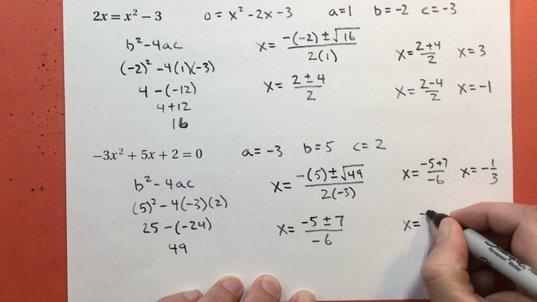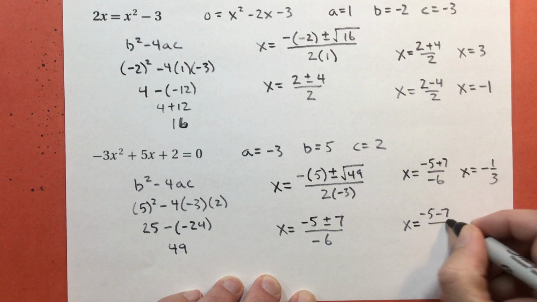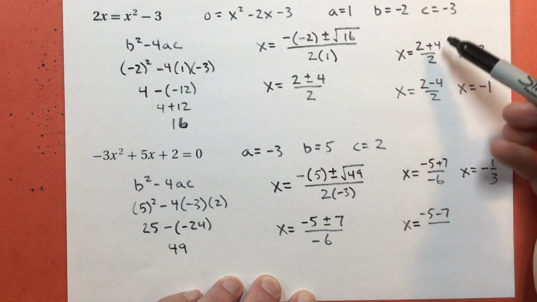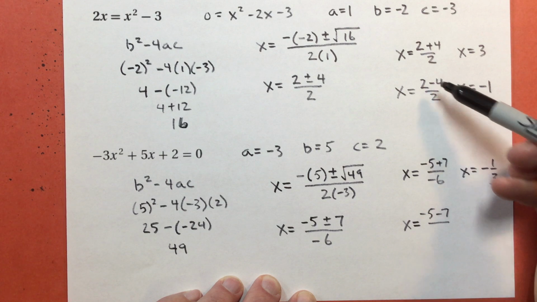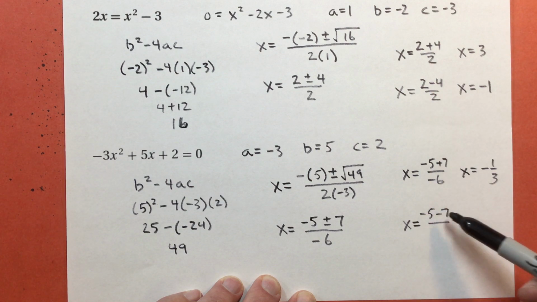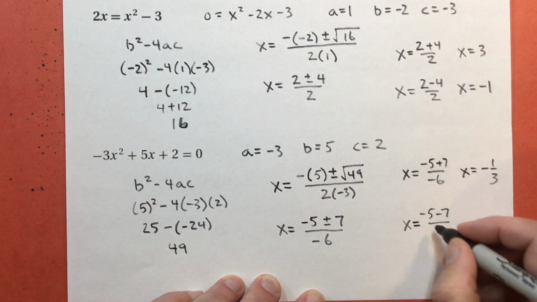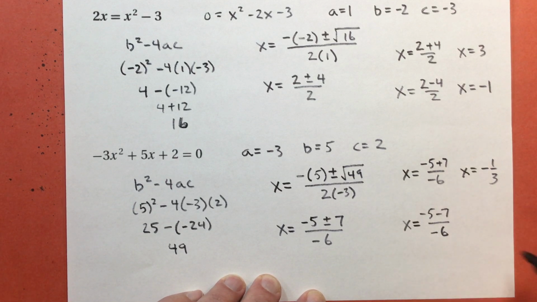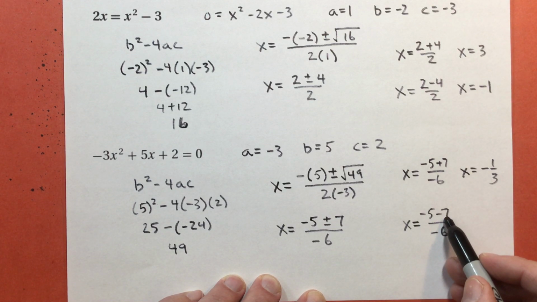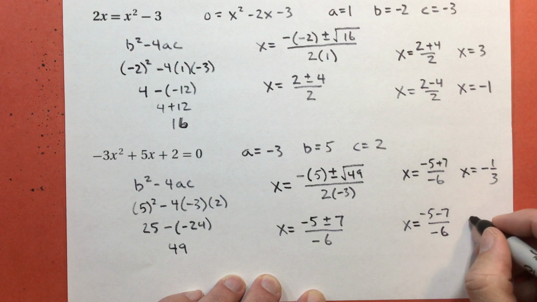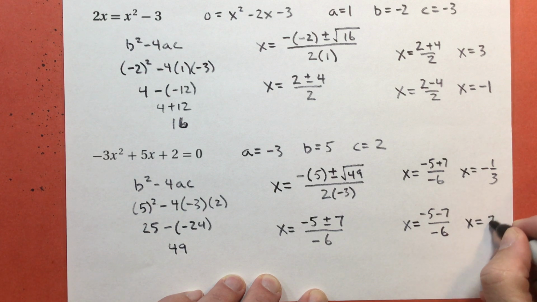The other one's going to be negative 5 subtract 7. Notice how I broke these. Look at this one. One's plus 4, this is subtract 4. This is plus 7, this is subtract 7. Remember, you always get 2. Negative 5 subtract 7 is negative 12, and negative 12 divided by negative 6 is positive 2.